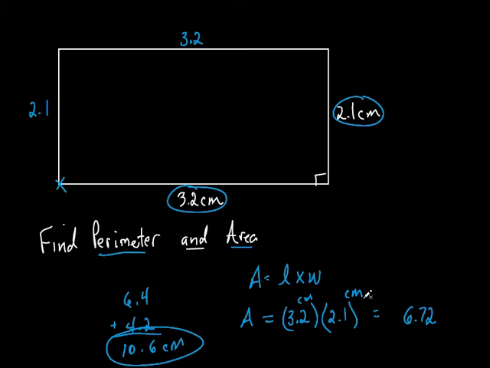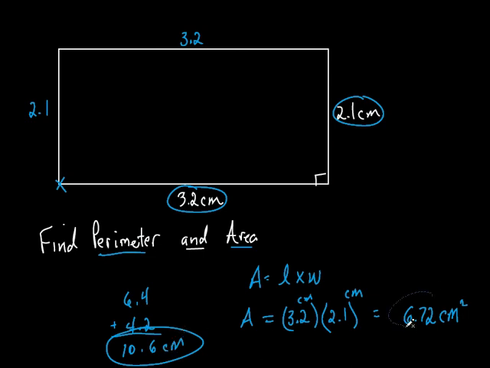6.72 if I multiply them together. Look at the centimeters though. This is centimeters times centimeters. If you have something times itself, it's squared, so it's centimeters squared. Area is always in square units. Perimeter is just in the units itself.